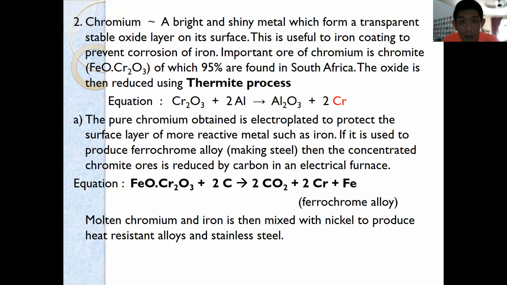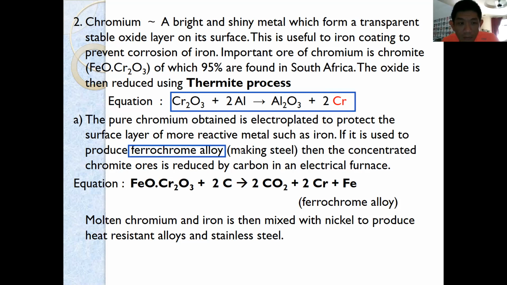Okay. So an important ore of chromium is chromite, which is made of FeOCr2O3, which is found 95% in South Africa. And then the chromium oxide is reduced by using aluminium through the thermite process. So this is how you get the pure chromium out from it. And then the pure chromium obtained is electroplated to protect the surface of more reactive metals such as iron. So it is used to form a ferrochrome alloy in the making of steel.